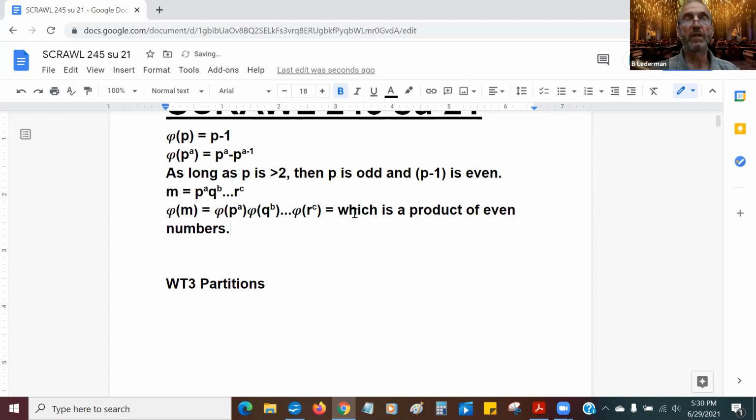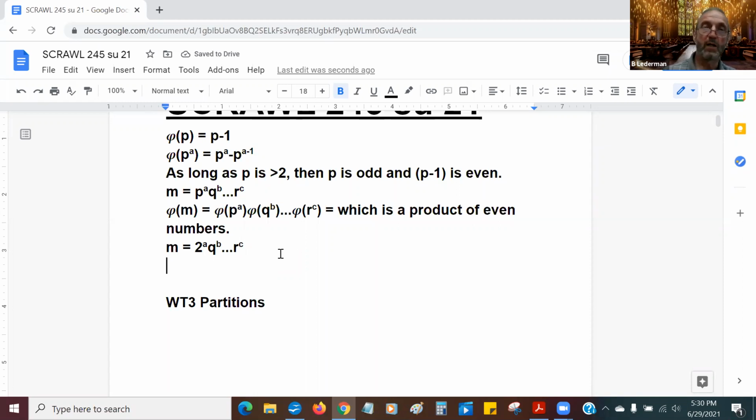But wait a second. What if in this big letter M, what if p happens to equal 2? Suppose the original number M is equal to, let's say our first factor is 2 to the a. So this is going to be equal to 2 to the a. But again, this is the difference of, this is even.